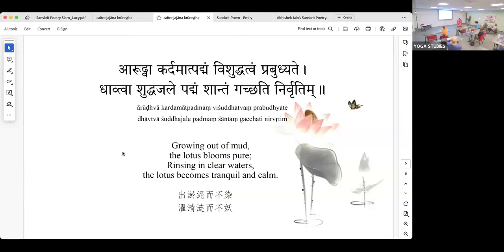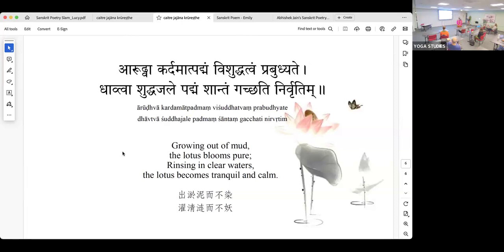So in English, it really means growing out of mud. The lotus blooms pure, rinsing in clear waters. The lotus becomes tranquil and calm. And then let's chant.